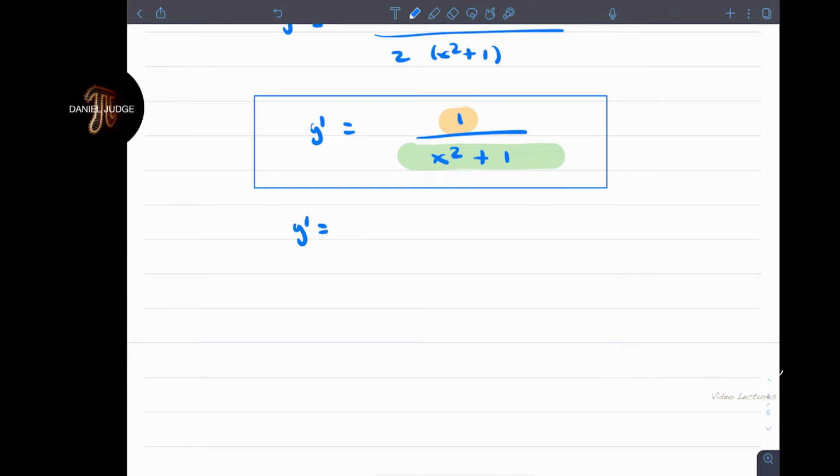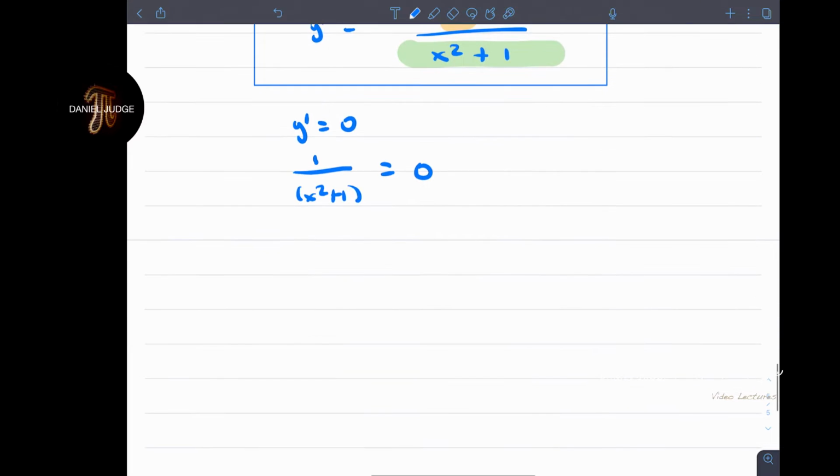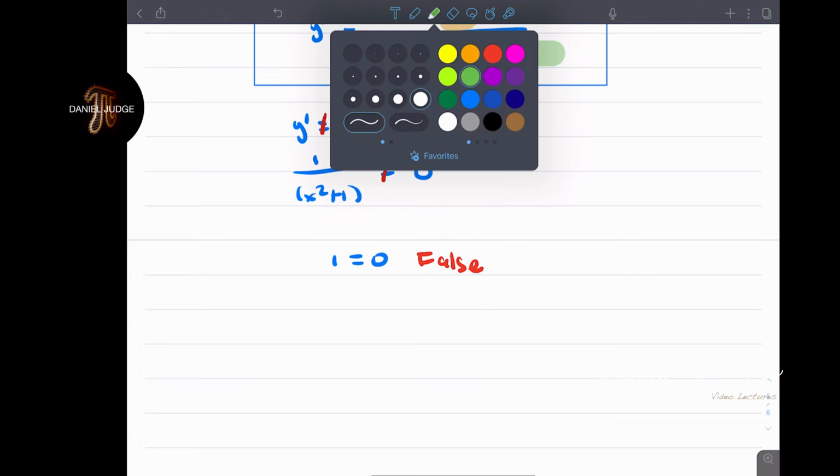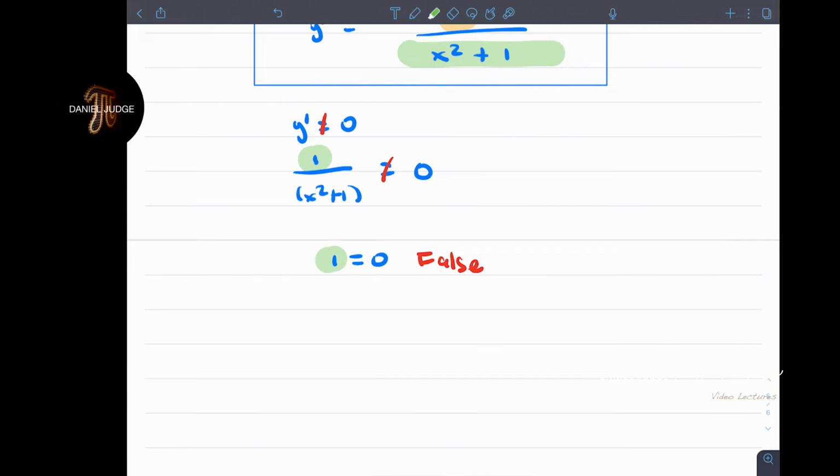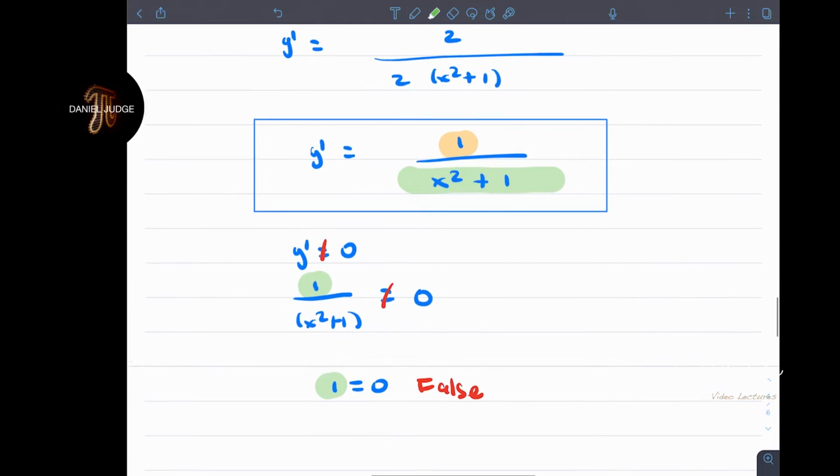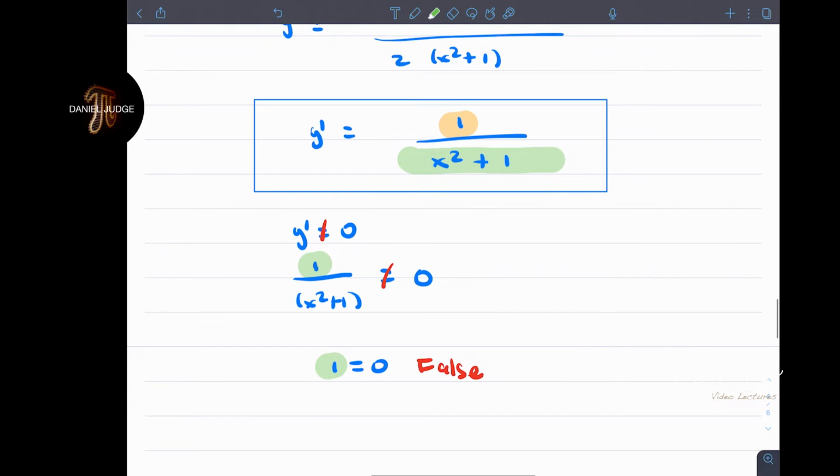So when you say y prime is 0, that's saying 1 over x squared plus 1 equals 0, which is really saying that 1 equals 0, and that's a false statement. So this never happens. In other words, that first derivative is never equal to 0. Essentially, you're trying to set the numerator equal to 0, which you have here, and that doesn't happen. It could never be 0. You're saying 1 is 0, and that's not true.